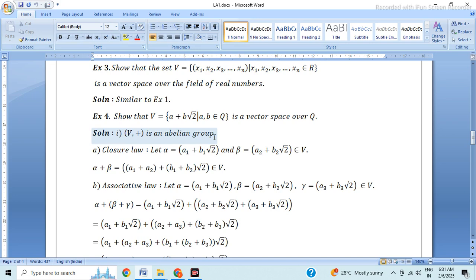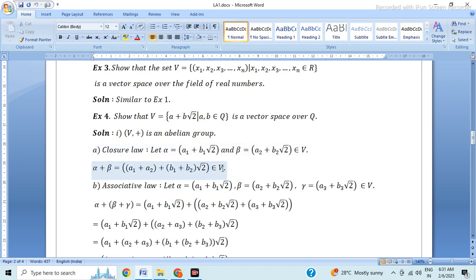Then first, what we have to prove is that V plus is an abelian group. In that we should prove closure, associative, identity, inverse and the last one, commutative law. First we will prove the closure law. For closure law, we take two vectors alpha and beta. We have to show that alpha plus beta also belongs to V. For that we take alpha as A1 plus B1 root 2, and beta as A2 plus B2 root 2.